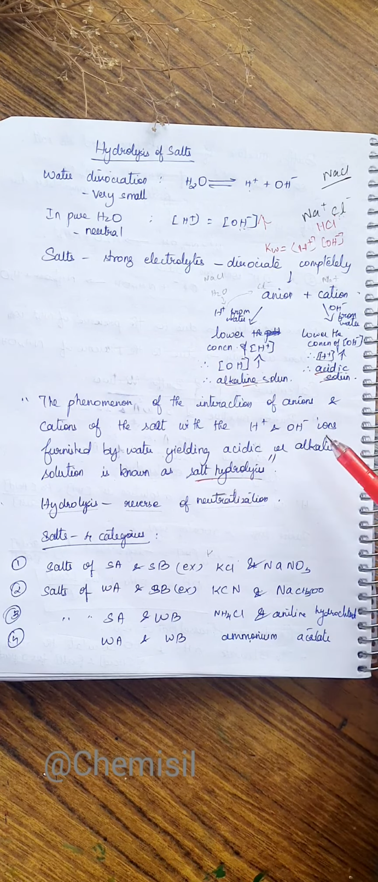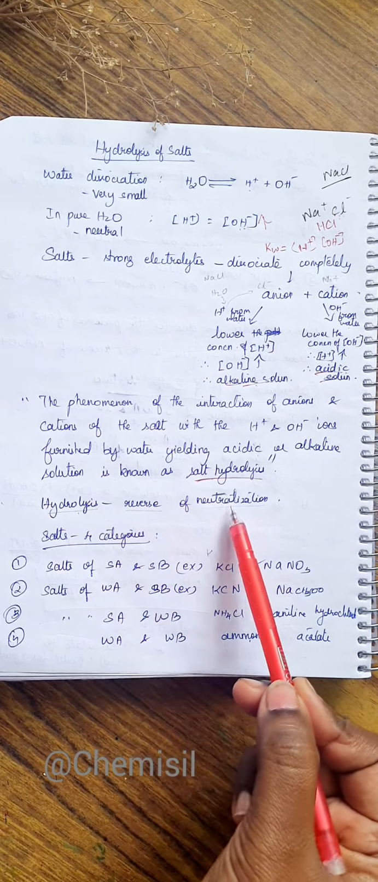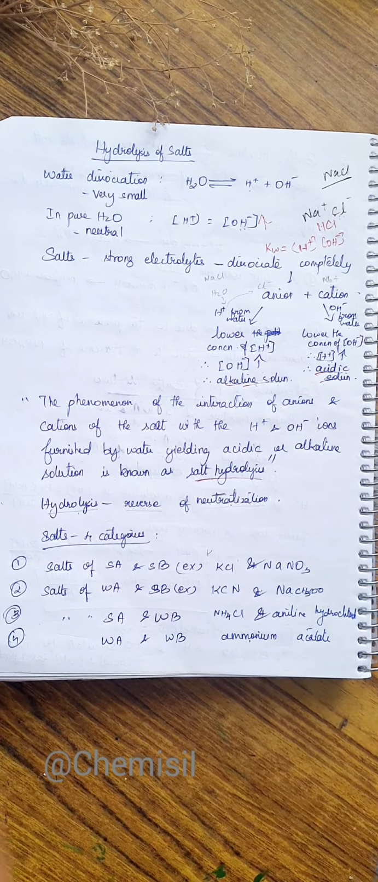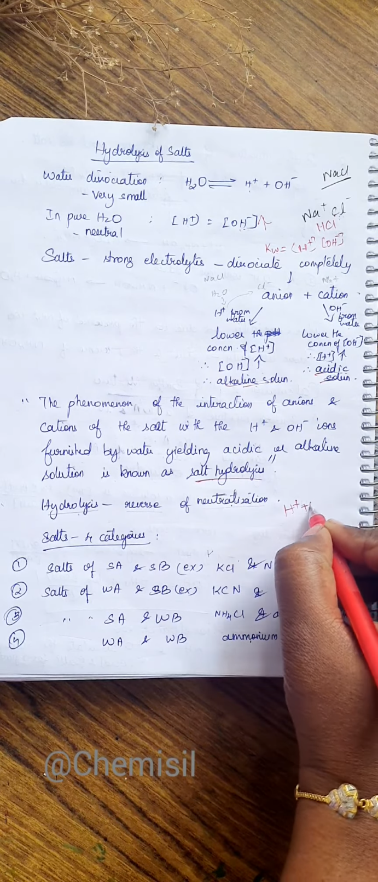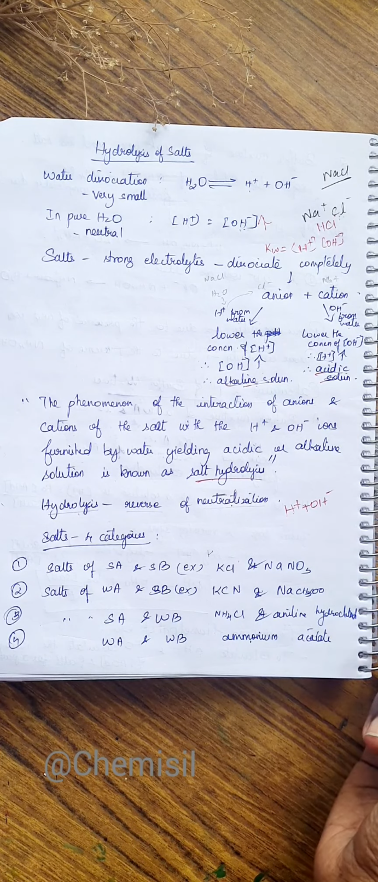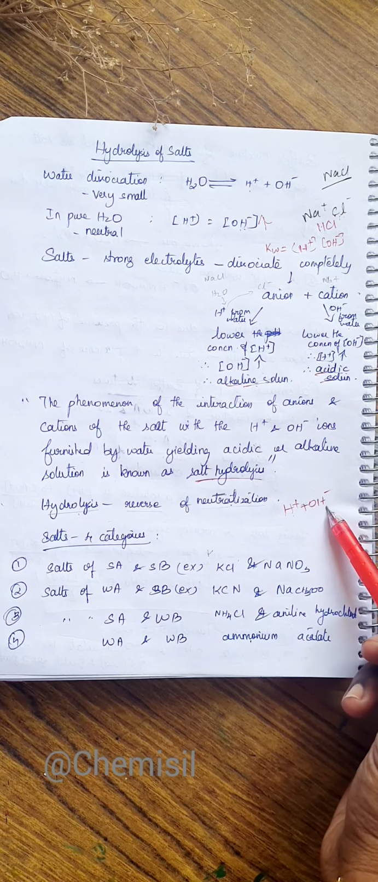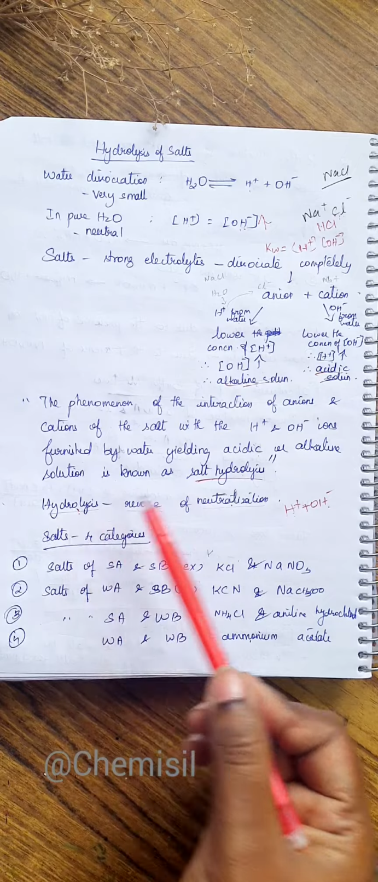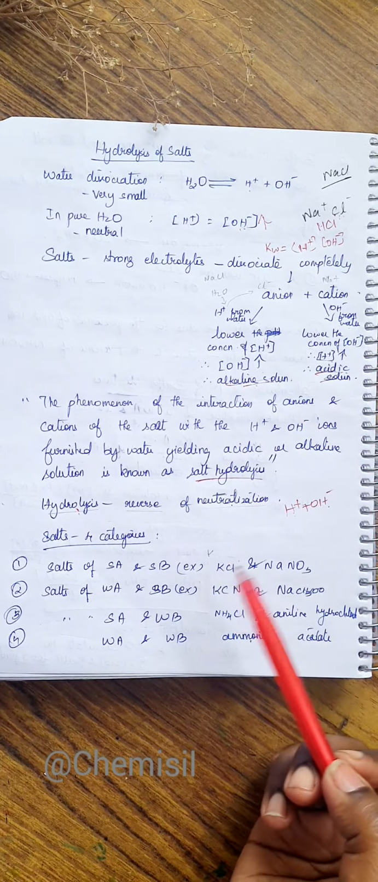Now, this hydrolysis concept is always the reverse of neutralization. Why? Because during neutralization, the H plus ion will combine with OH minus ion, yielding undissociated water. That is, it involves almost complete disappearance of H plus and OH minus ion, whereas during hydrolysis, H plus ion and OH minus ions are being formed or increased. So that's why it is the reverse of neutralization.